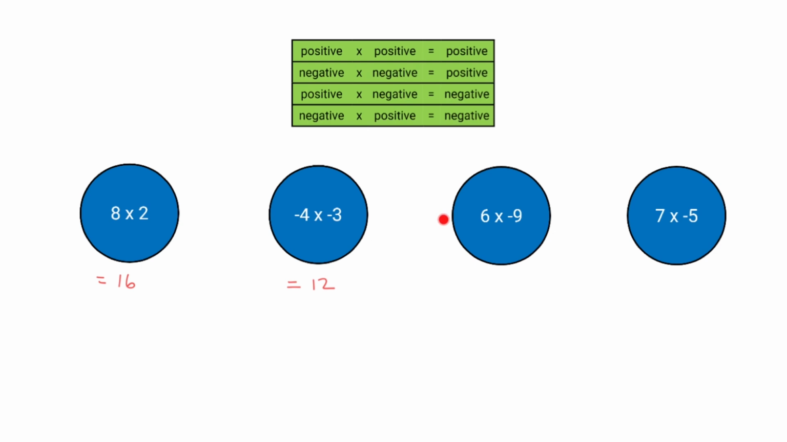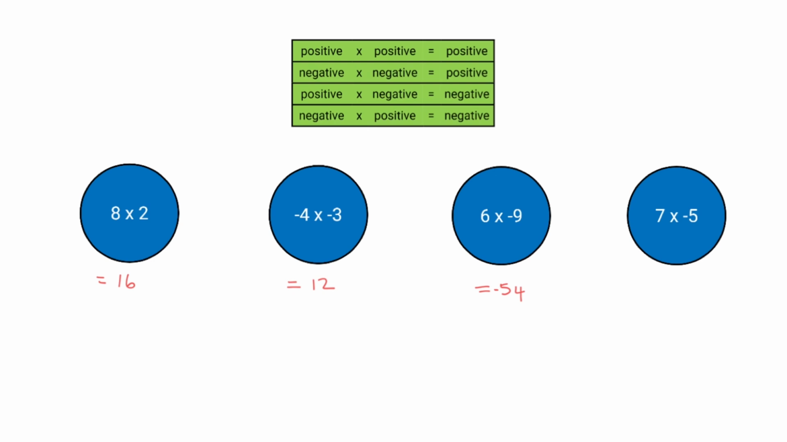If we look at the next one, 6 times minus 9. First, we multiply 6 times 9, so that gives us 54. But this time, can you see that I've got one positive and one negative? I've got one of each. That means that my answer is going to be a negative. If I've got one of each, the answer has to be a negative. So we put a negative in front of our answer. So for 6 times negative 9, our answer is negative 54.